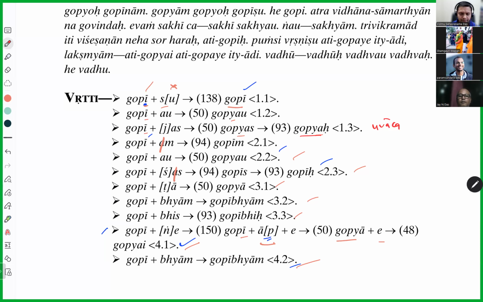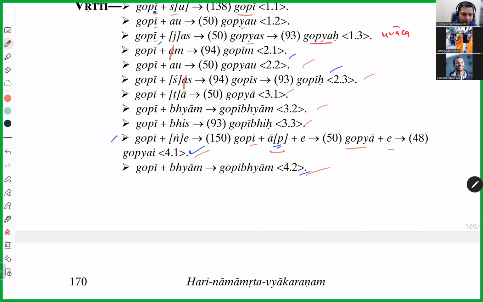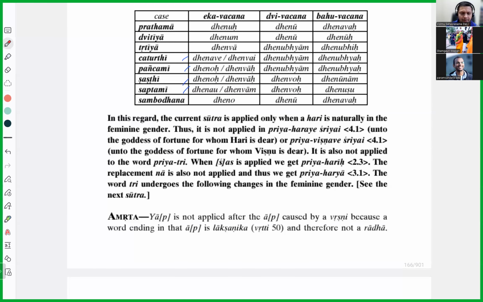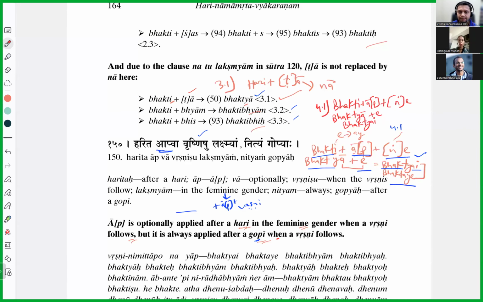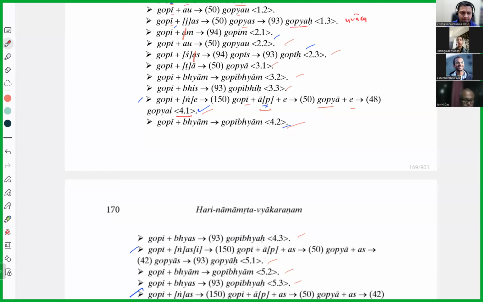So we apply the sutra 150, Aap. Harita Abva Vrishnishu Lakshmya Nityam Gopya. After a Gopi Shabda, we will apply this Aap when Vrishnis are following. So Harita Abba Vrishni Shulaksha Nityam to Gopya. It was optional after a Hari Shabda, but it is regular in Gopi Shabda.